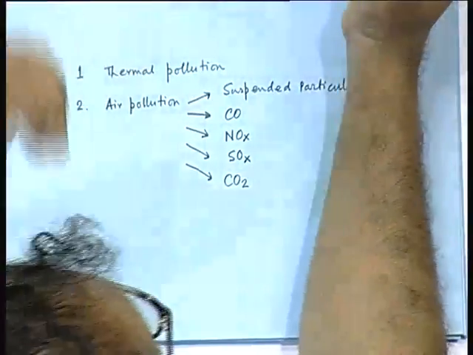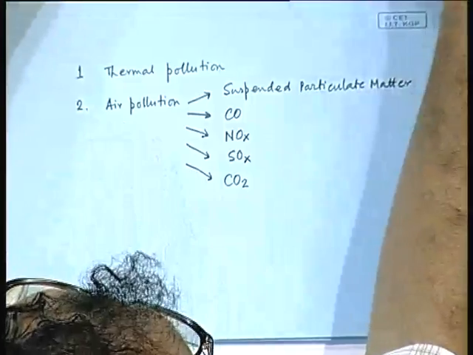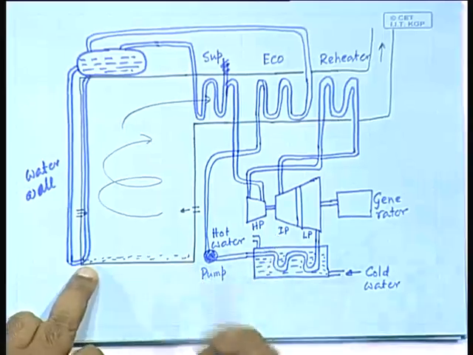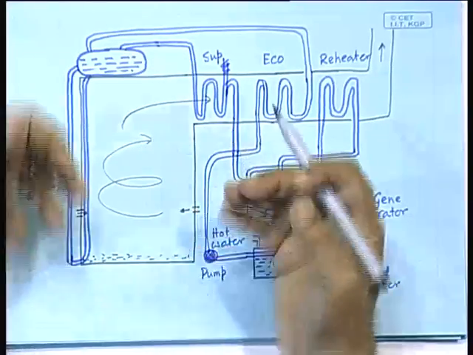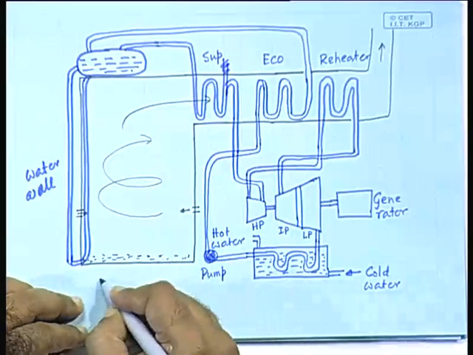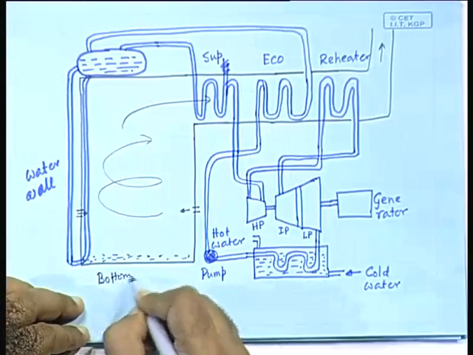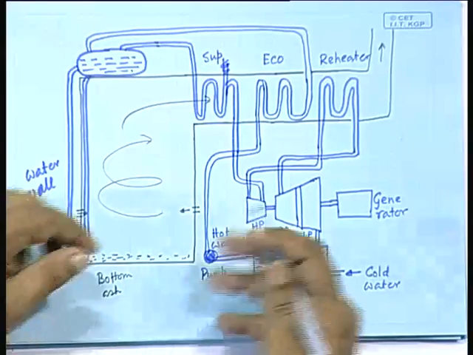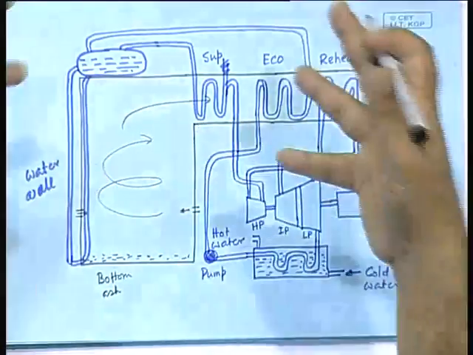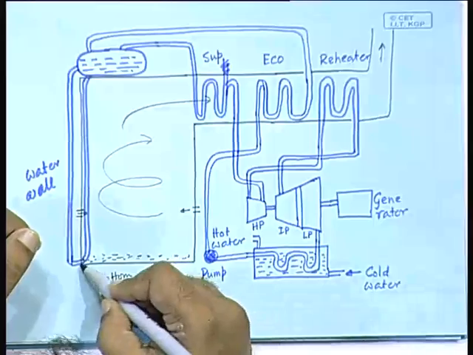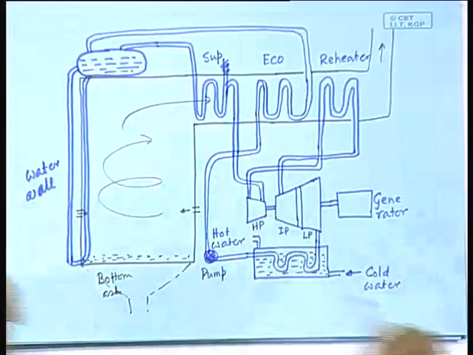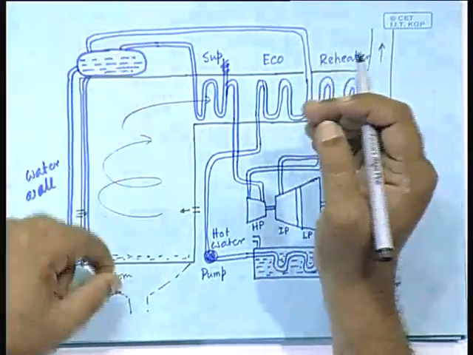In what form? You notice that some part of it settles down here, and this is called bottom ash. This bottom ash is normally, after some time, flushed out. That means the structure would be something like this, and there would be a collection point. So, bottom ash can be easily collected, and bottom ash produces some kind of a solid waste.